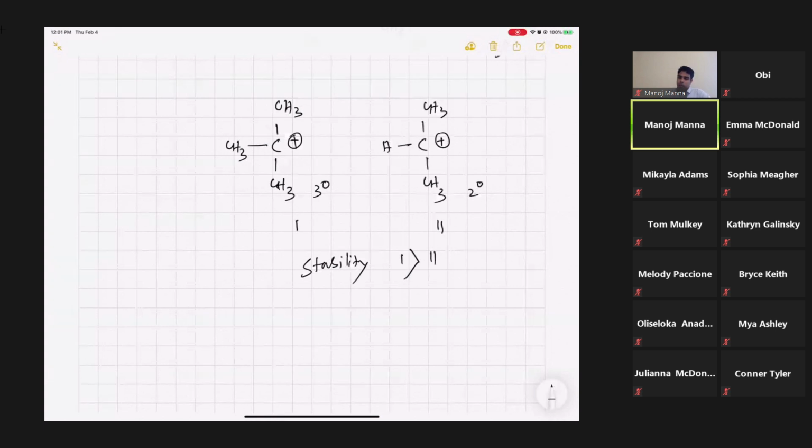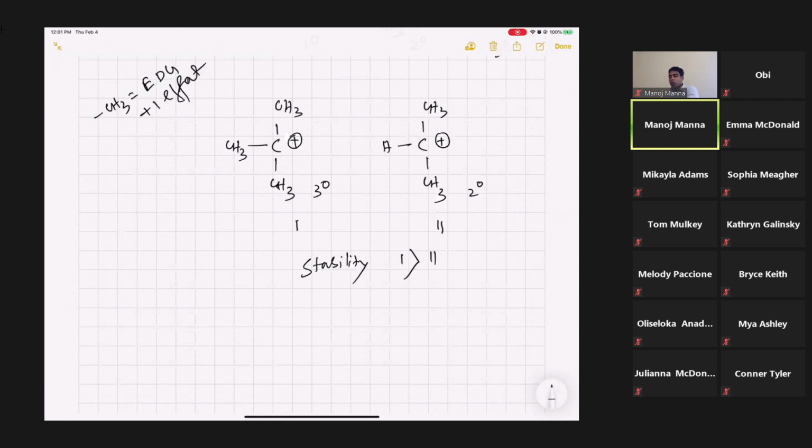Why so? Anybody want to try, using your fundamental understanding? Why is 1 more stable than 2? Is it because CH3 is more electronegative than H? CH3 is not electronegative. I mentioned CH3 is an electron donating group, plus I effect. We mentioned several times that methyl group or alkyl group, they are plus I effect.